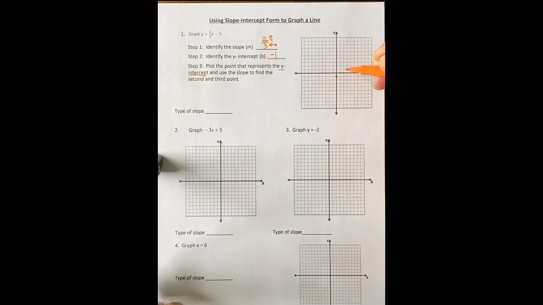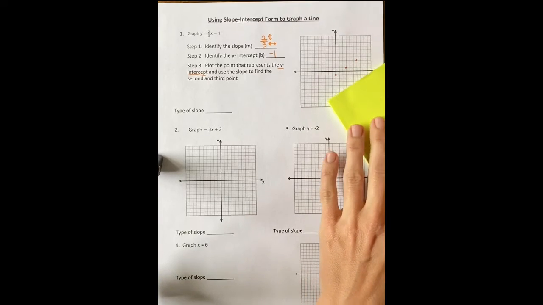Then I'm going to do it again. I'm going to rise 2, 1, 2, and then run to the right 3, 1, 2, 3. Now I have 3 points, which gives me a good understanding of what my line should look like.